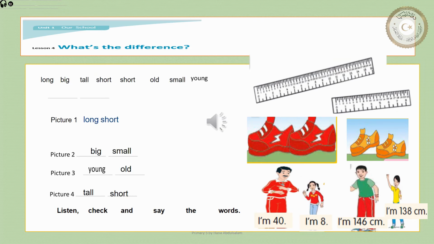Listen, check, and say the words. Long, short, big, small, old, young, tall, short. Listen, check.